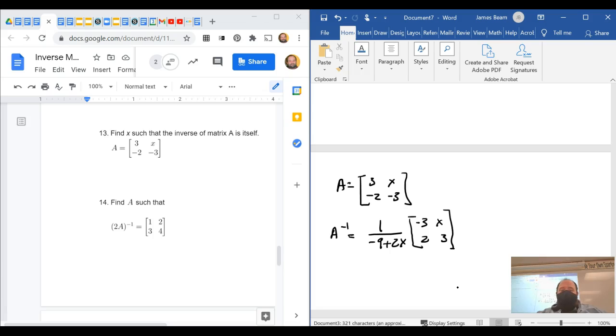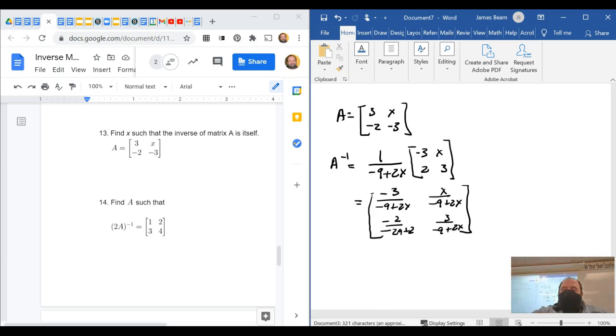Correct? All right, so what do I get? I get some weirdness here. I get negative 3 over negative 9 plus 2x. I get x over negative 9 plus 2x. I get negative 2 over negative 9 plus 2x. And then I get 3 over negative 9 plus 2x, right?